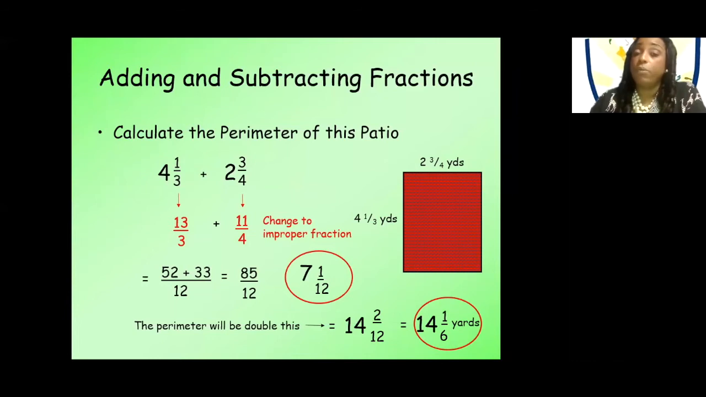And again, remember when we spoke about equivalent fractions? Good. You want to simplify that, and again, it's not going to change the value of the fraction. The fraction will still be equivalent. So you find a number that can be divided into both the numerator and the denominator when you are simplifying. In this case, I have 2 and 12. 2 can go into itself once, and 2 can go into 12 6 times. There you have it. My fraction is simplified. So I end up with 14 1/6 yards.